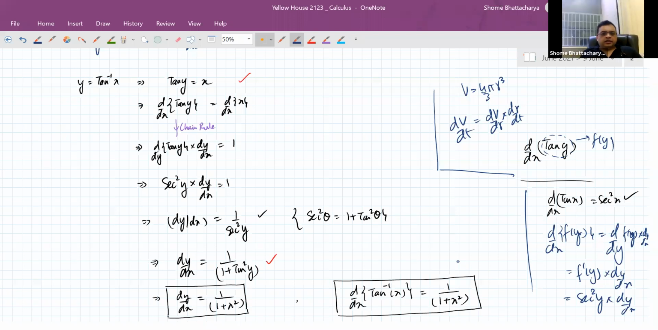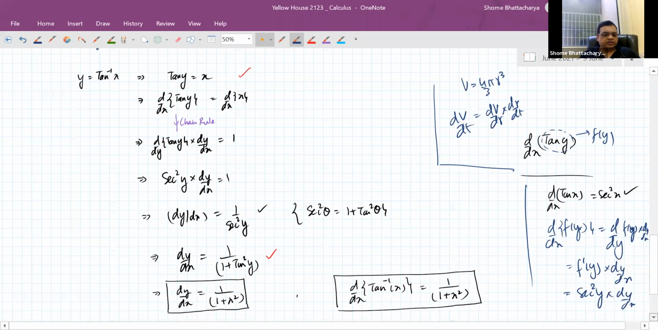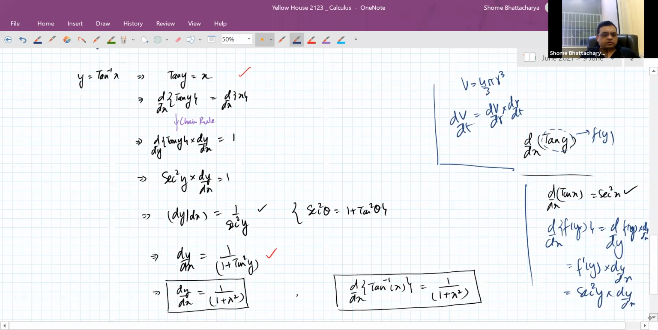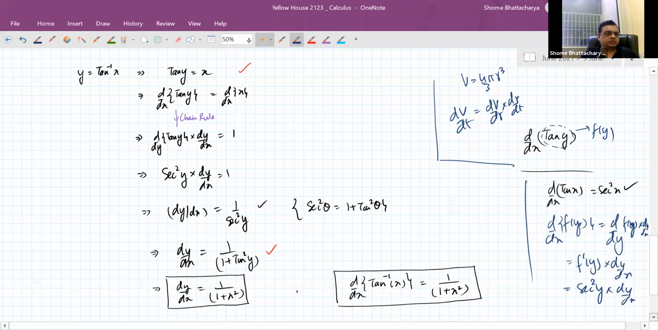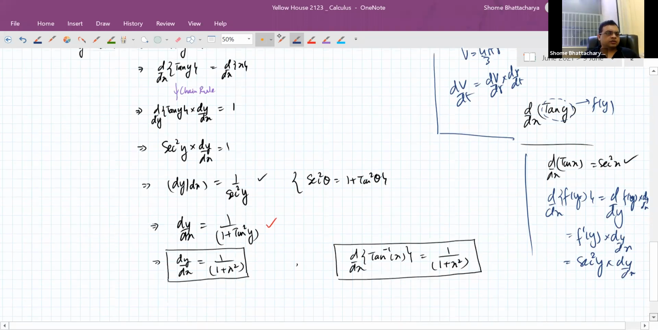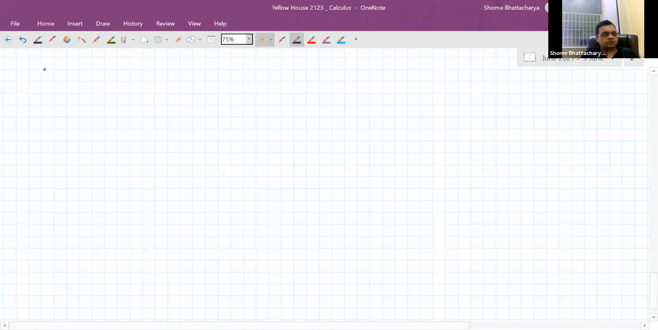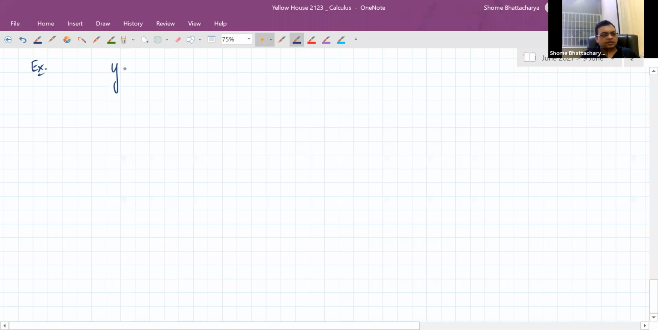Okay, so let's look at another example of differentiation of an inverse trigonometric function. So this one is for you people to try out. So now it is given that y is sine inverse of 3x. Okay. In fact, let's just make it 3x, not 3x plus 2. So first thing is find dy by dx.